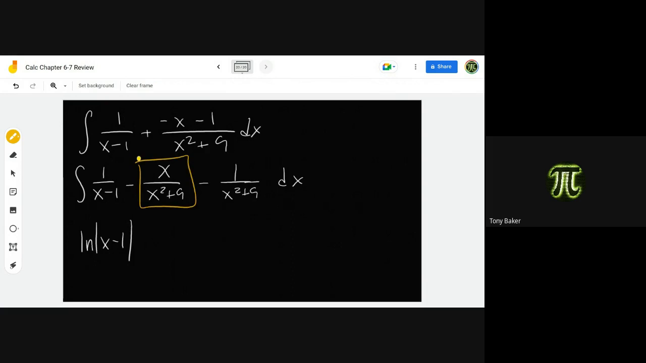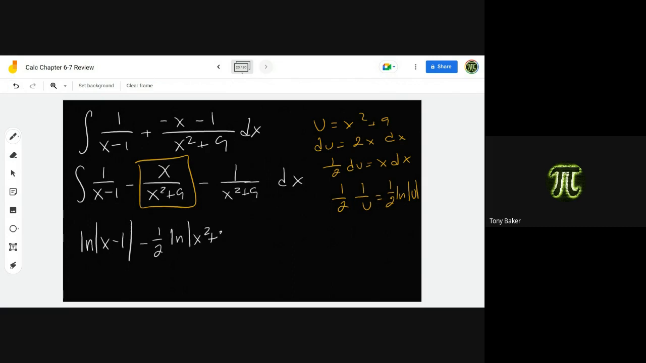This part right here, I've got to do my u substitution on. So u is x squared plus 9. So du is 2x. So 1/2 du equals x dx. So I've got 1/2 and then 1 over u. So that's 1/2 ln of u. So minus 1/2 ln of x squared plus 9.